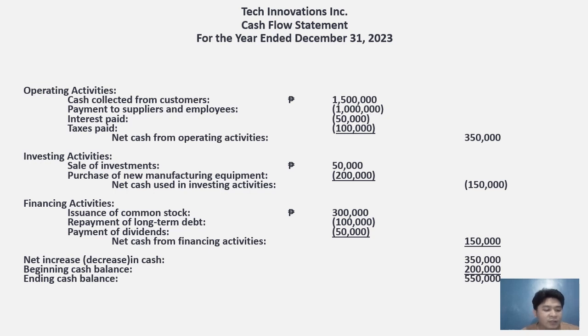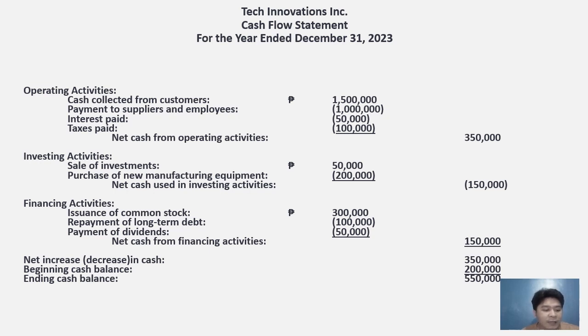For financing activities, the company raised 300,000 pesos by issuing common stock. This involves selling shares of ownership in the company to investors in exchange for cash. Since the company receives cash in exchange for ownership shares, this represents a cash inflow. Tech Innovations repaid 100,000 pesos of long-term debt. When a company repays debt, it is reducing its liabilities, which results in a cash outflow. This is because the company is issuing cash to settle its obligations to the creditors.